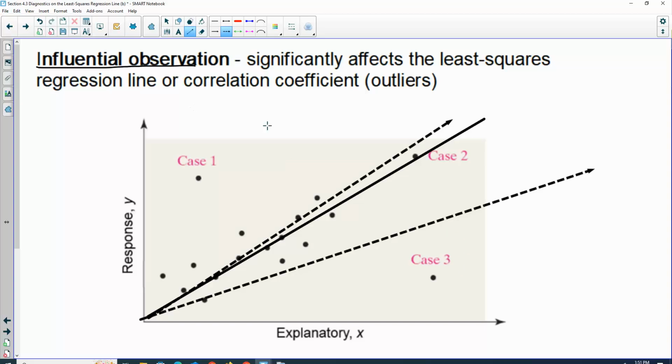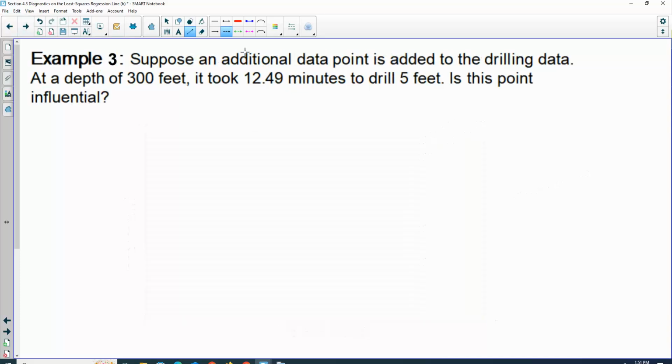Yes. Now, is there some gray area here? Sure, because how far apart do the lines have to be before it's influential? We're just giving it our best guess here. So I want to look at this. Suppose an additional data point is added to the drilling data. At a depth of 300 feet, it took 12.49 minutes to drill.